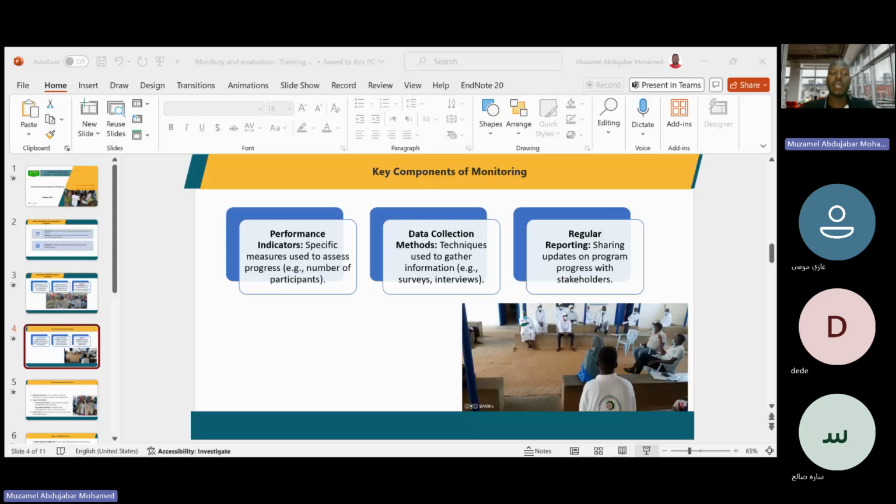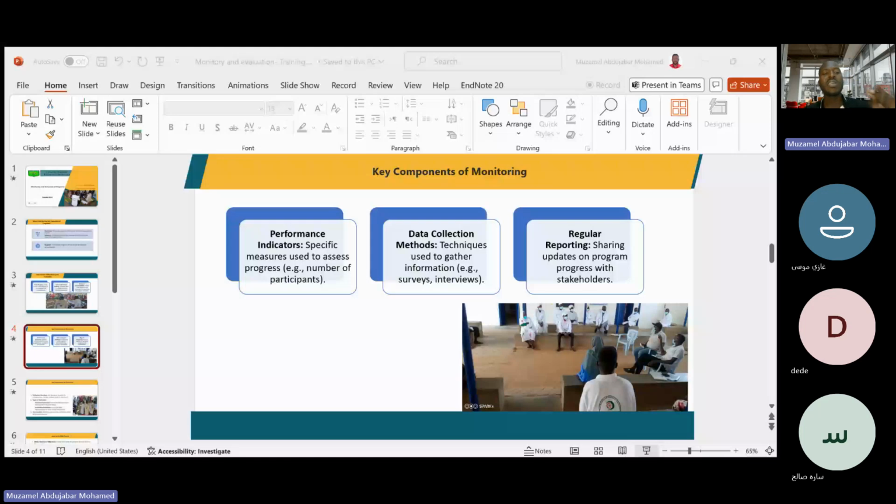Second, the evaluation type. There are two types of evaluation. One is formative evaluation, second is summative evaluation. Formative evaluation means you are doing evaluation during the project or program. When you are collecting data, you make the evaluation of how it is going. It is a continuous evaluation during your project. This is formative evaluation.